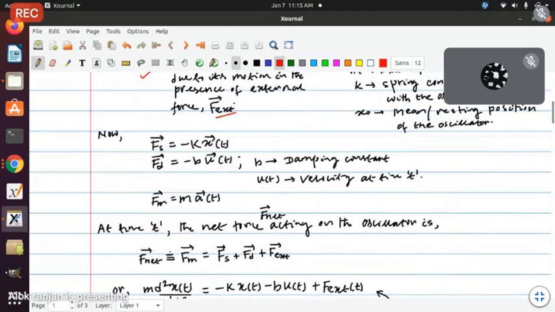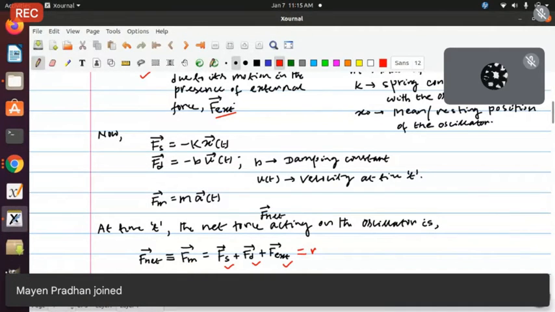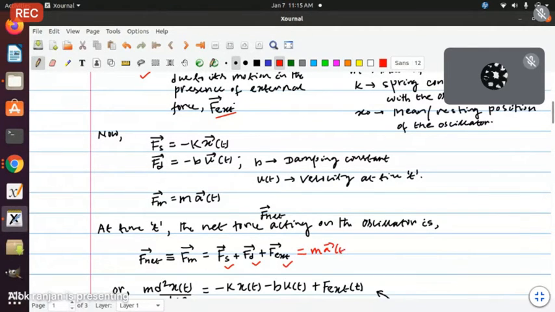So here we have an equation. What is the net force? It will be the sum of these three forces: spring force, damping force, and external force. And the oscillator will move with an acceleration given by the net force, F over m.